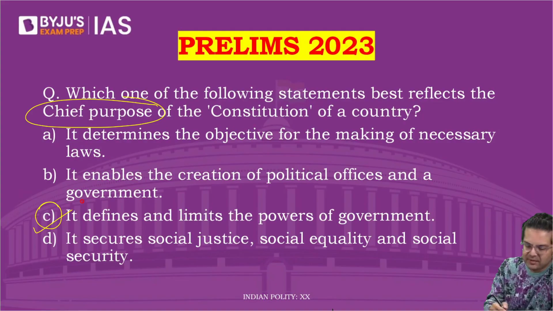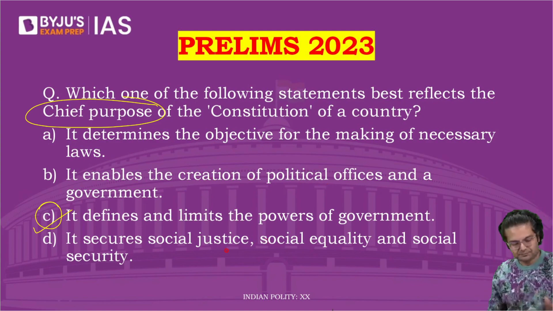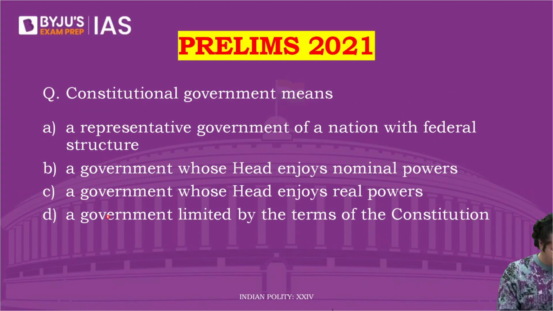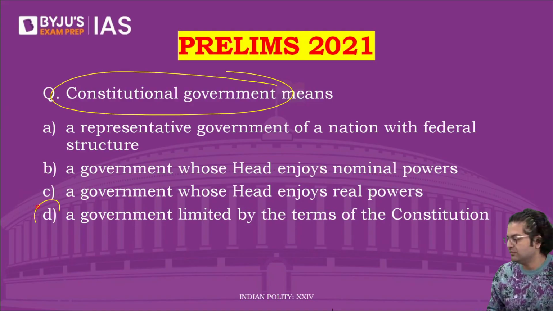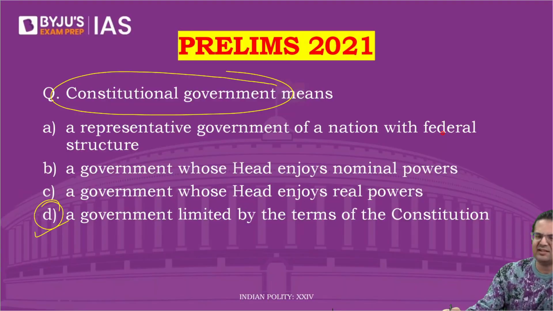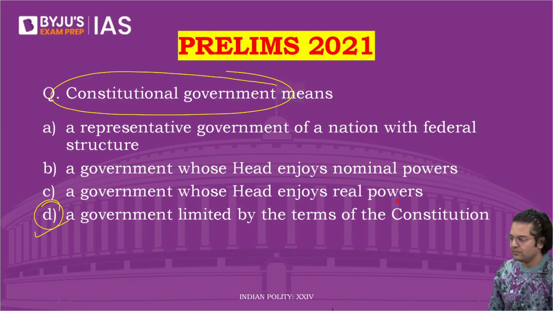Okay, then comes the idea of securing justice, creating political offices, determining the objectives. All these are there, but this is the chief purpose. One more question, and that will be the last question. Is of course a government limited by the terms of the constitution. It could be federal or unitary, like France is a unitary government, right? So other things may not be appropriate, but D is the correct answer, right?